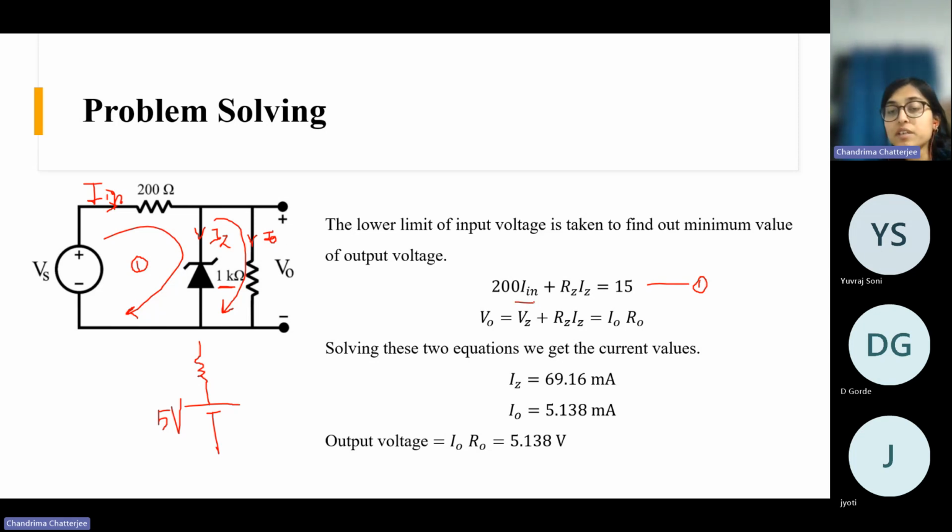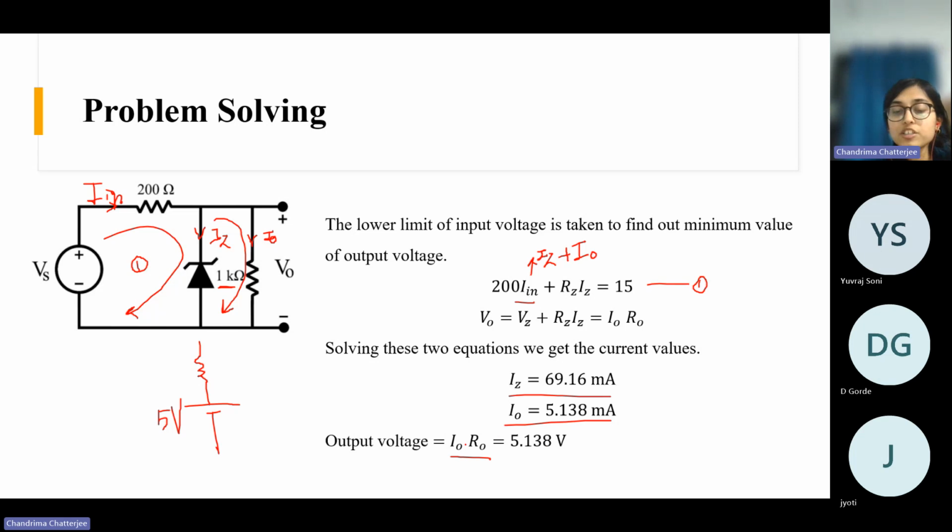So I in you can replace by Iz plus I naught. Then you have two unknowns, Iz and I naught, and you have two equations. If you solve these two equations, you will find out the Iz value and the I naught value. And once you have found the I naught value, what is your output voltage? I naught times R naught. R naught is already given and I naught you have calculated.